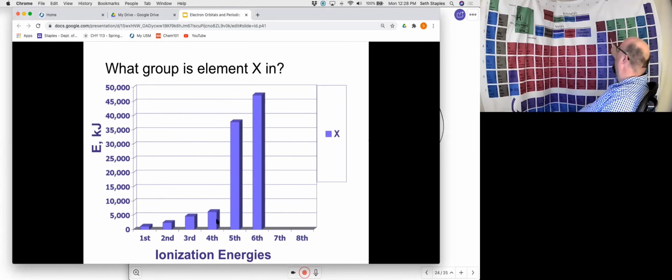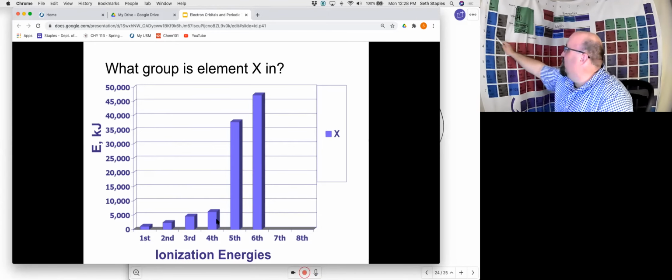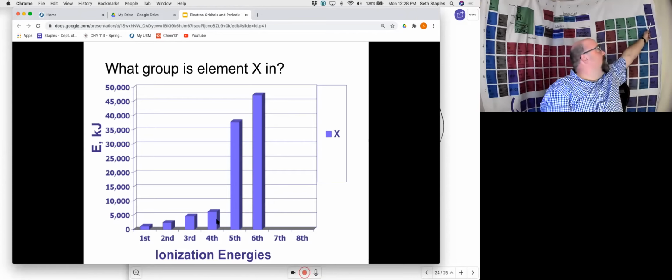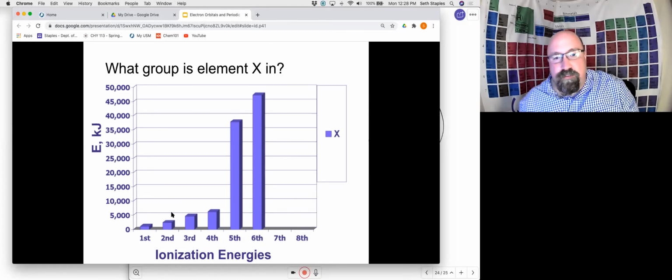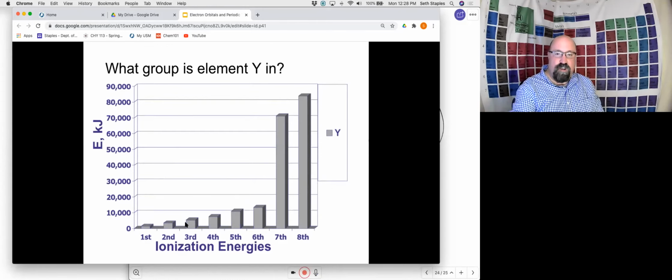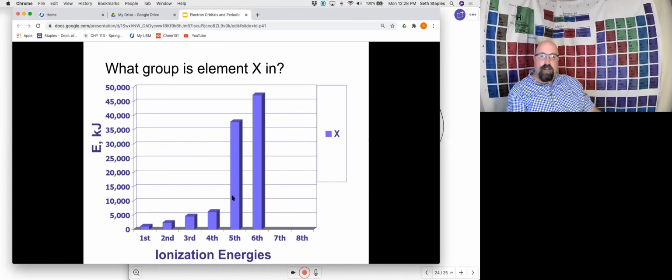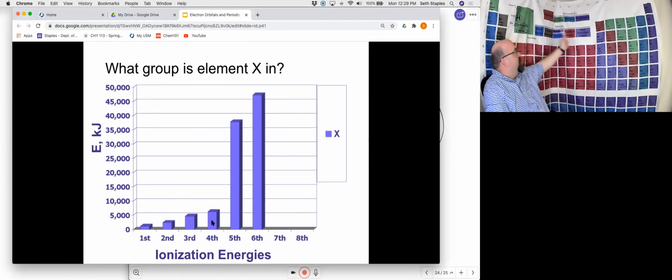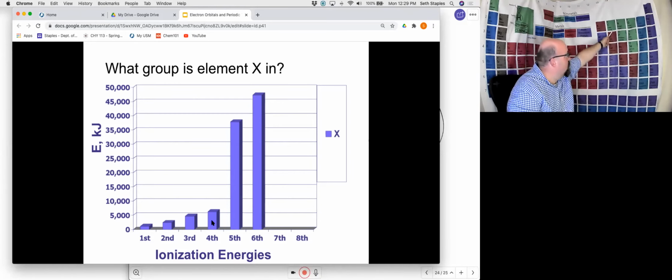So it's in the carbon group. We remove 1, 2, 3, and then the 4th gets us to here, and then it gets very hard to remove. You can use this idea of the jumps: when you see a big jump in energy, the jump before that is going to be what column the element was in, skipping the transition metals. If it's relatively easy to remove 4, but very hard to remove 5, then you know the element's going to be in the 4th column.